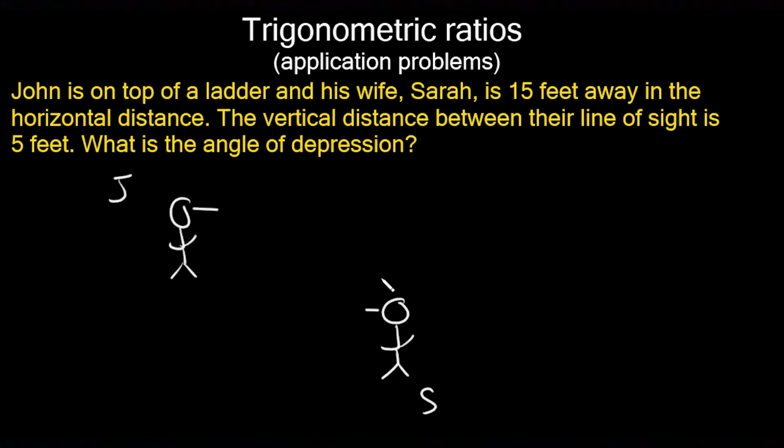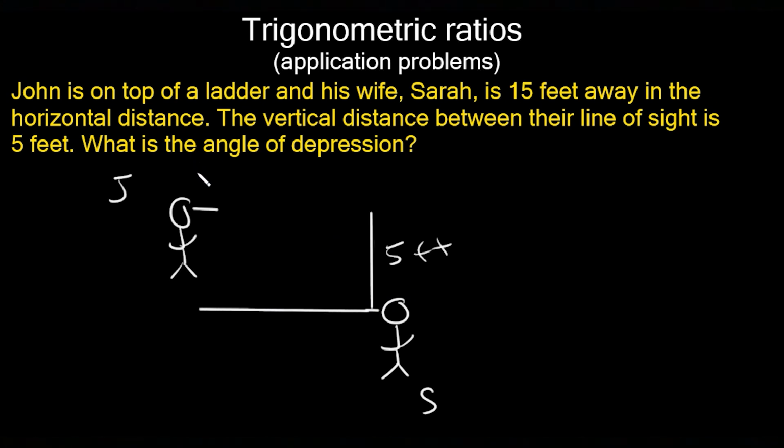So what I can do here is I can make a distance from here to the top of John's eyes of 5 feet. So this is 5, right? 5 feet. And then it says that they're 15 feet away in the horizontal distance. So you can think of it like this. Here's 15 feet going from here to here, okay? And so what do they want?